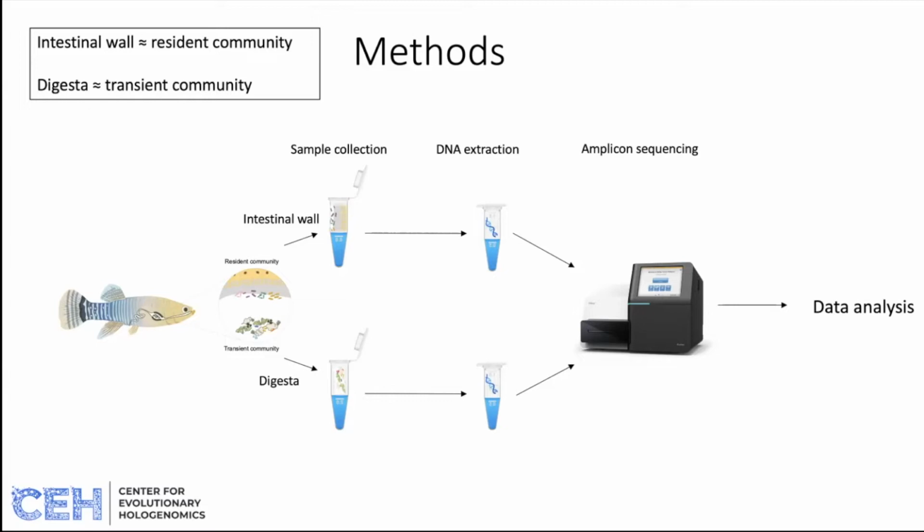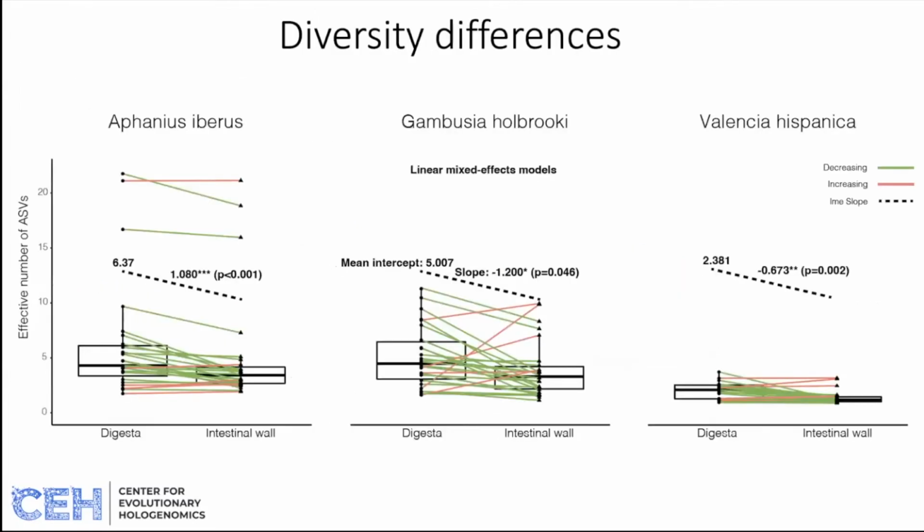Then came DNA extraction and amplicon sequencing. And this is what we based our analysis on. So in terms of diversity, we found that for all three species, the intestinal wall samples had a significantly lower diversity compared to digesta samples. And this was independent of the respective level of diversity within each species. For instance, you see that the one to the right, Valencia, has a lower overall diversity compared to other species. And every time there's a green line between a sample pair, it indicates that the intestinal wall has a lower diversity compared to the digesta.